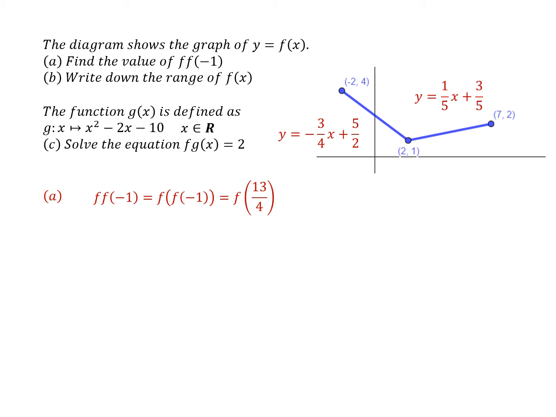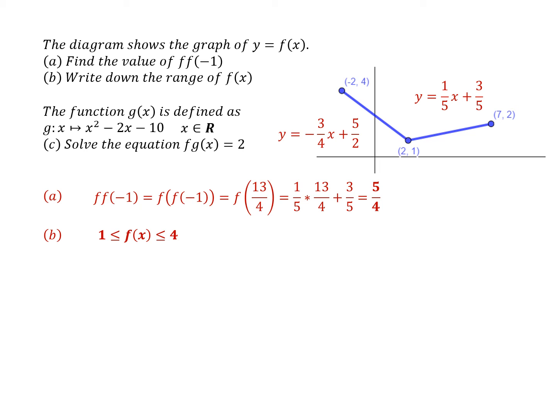So now f of 13 over 4, well, 13 over 4 is up here somewhere. So I need to put 13 over 4 into this equation to find f of 13 over 4. And when I do that, I get 5 over 4. Now we need to do part B, write down the range of f of x. Well, the smallest value of f of x is 1 here, and the largest value of f of x is 4 here. So the range of f of x is any value between 1 and 4 inclusive.